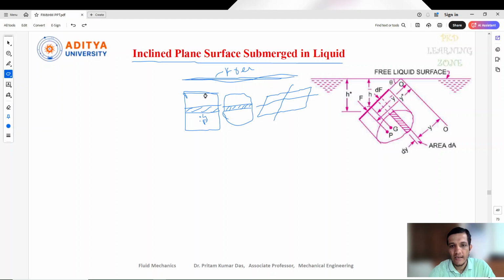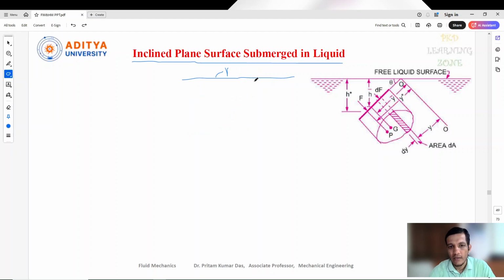When an inclined plane is there, how can we identify the total pressure acting on that, and what is the center of pressure and the total force acting on this? Here we have a liquid surface, and to this liquid surface there is an inclined plane kept. Any kind of plane can be taken here. Here an arbitrary shape of plane was taken; a circle can be taken, a rectangle can be taken, anything can be taken.